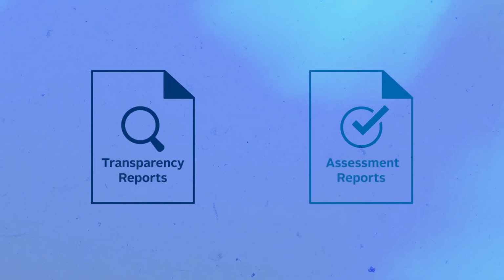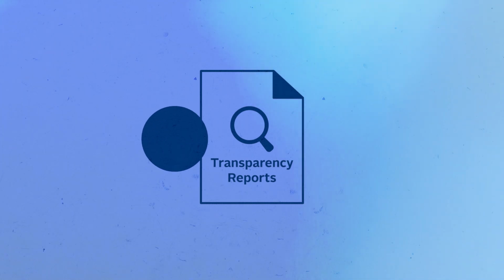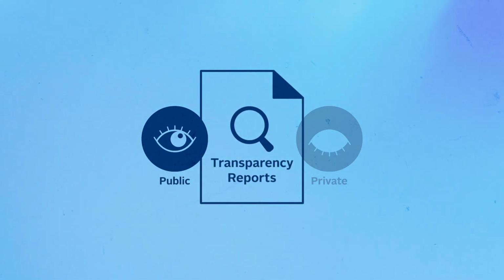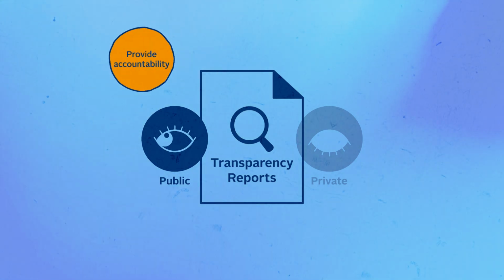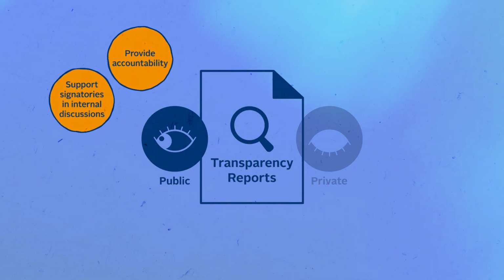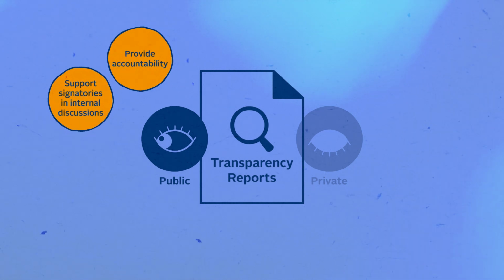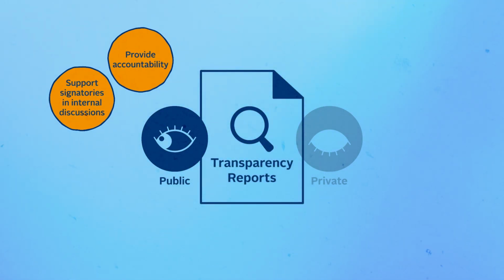We produce two types of outputs for signatories based on their reported information: transparency reports and assessment reports. Transparency reports are available in two formats: public and private. Public transparency reports provide accountability and support signatories to have internal discussions about their practices and to discuss these with their clients, beneficiaries, and other stakeholders.